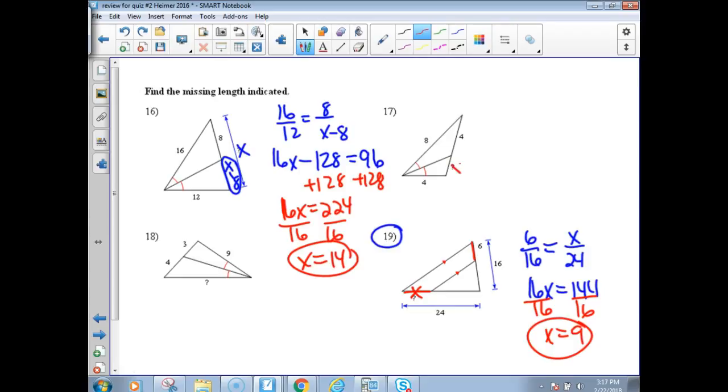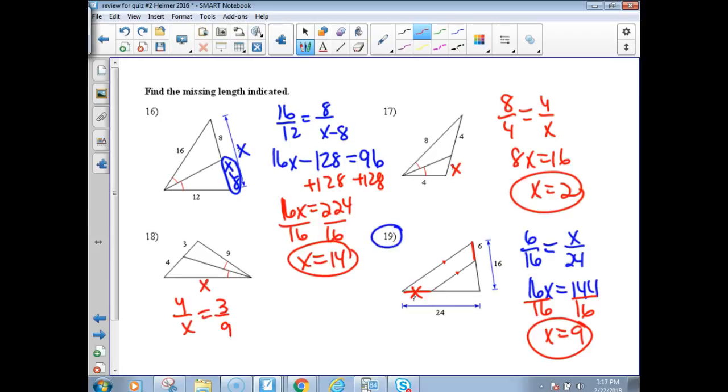All right, let's put an x here. And this one, I just like to go with the way it looks. 8 over 4 equals 4 over x. 8x equals 16. This should be x is 2. And then over here, this will be 4 is to x is 3 is to 9.